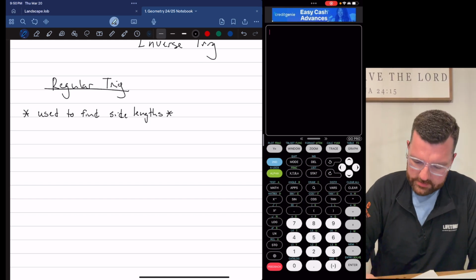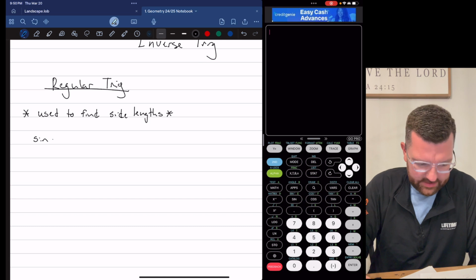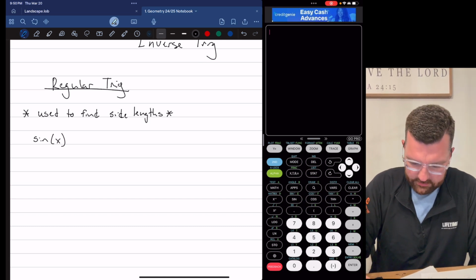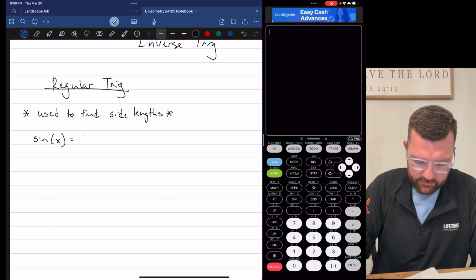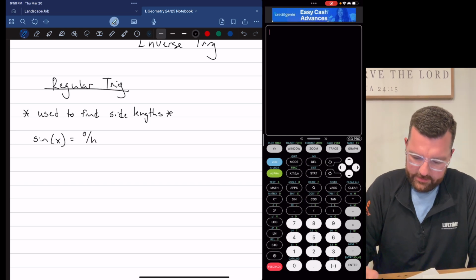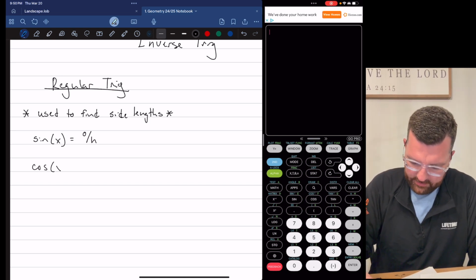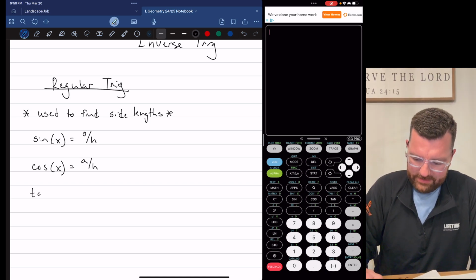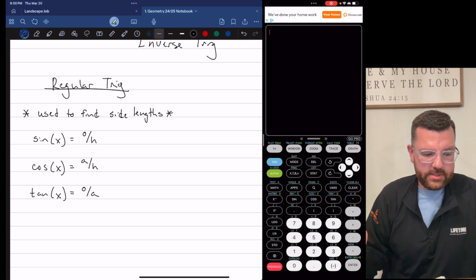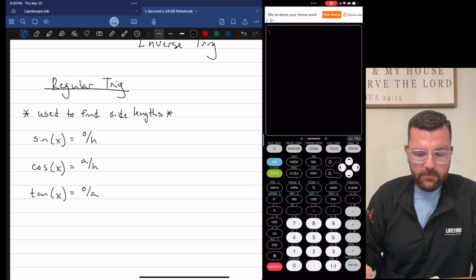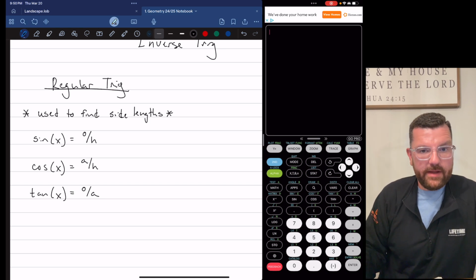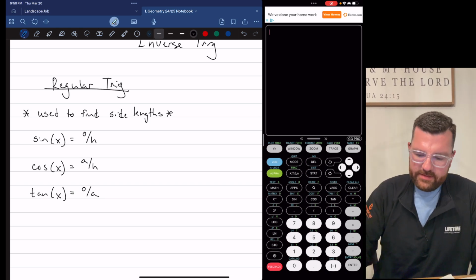Remember the three trig functions: sine of an angle, x represents the angle, is equal to the opposite over the hypotenuse. And of course, cosine of an angle is equal to the adjacent over the hypotenuse. And the tangent of an angle is equal to the ratio of the opposite over the adjacent. Those are our trig ratios. And often we would have an angle and one of those sides, and then we would use algebra to find the missing side.